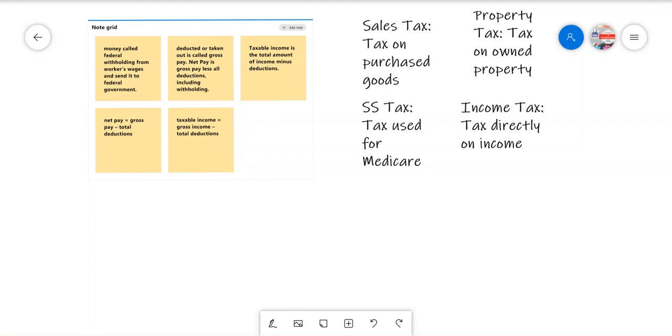Social Security tax, I put it as SS tax for easier understanding. Tax used for Medicare. Simply put, Medicare is insurance for the elderly. We may discuss why elderly people need Medicare in a later video, but for now, let's just keep it simple. So now you know the 4 types of taxes.